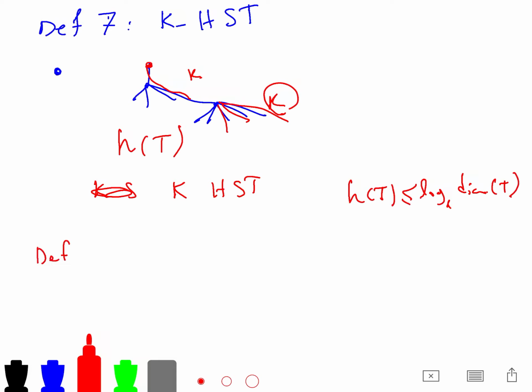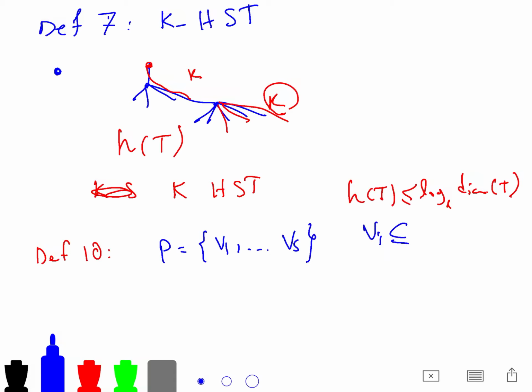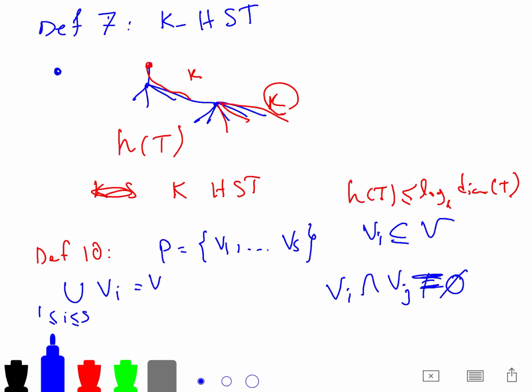And the final definition that you need to know before I state the main theorem is that an L-partition of G is a collection of vertex sets P = V1, ..., Vs, such that each Vi is in V, and the union of all Vi for i between 1 and s is V. Also, for all i and j less than s, the intersection of Vi and Vj is empty. They are disjoint sets.